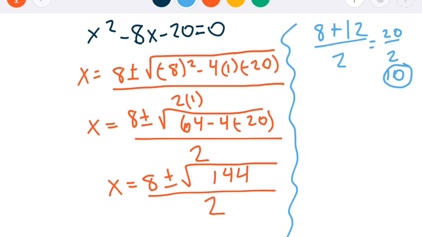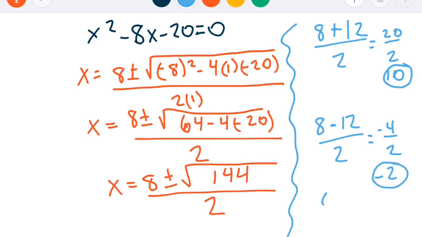And then the other solution comes from the minus part of that plus or minus sign. So 8 minus 12 is negative 4. So we have negative 4 over 2, which is negative 2. So our two solutions here are negative 2 and 10. So that is how we use the quadratic formula.